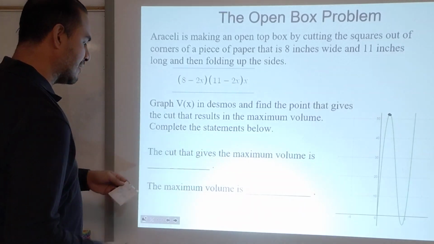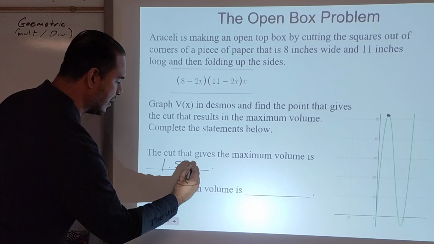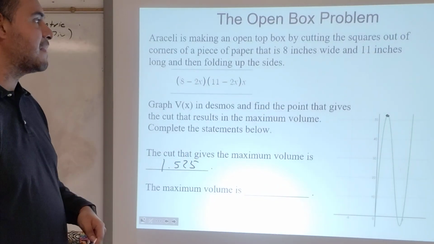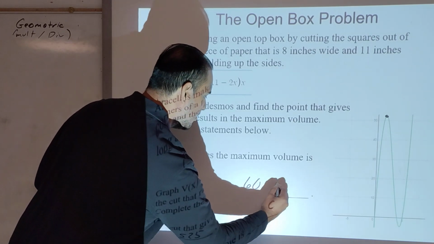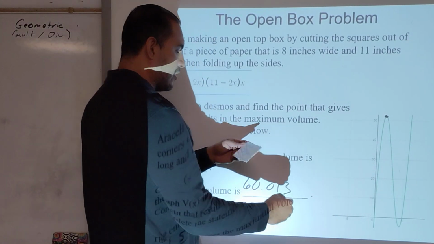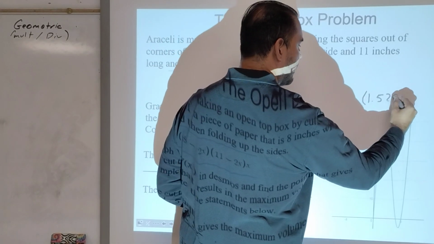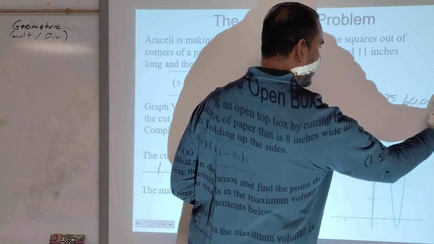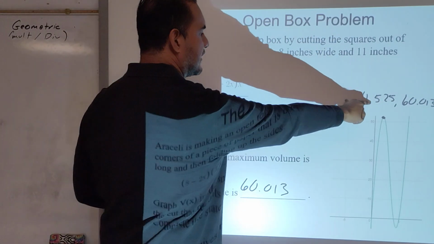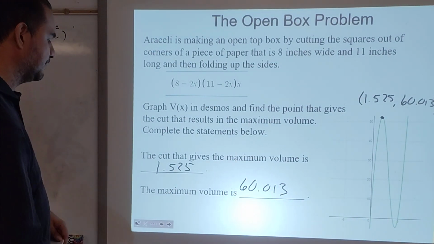The cut that gives us the maximum volume is when x is 1.525 inches. That is the cut that gives us the maximum volume, and the actual maximum volume is 60.013, which corresponds with the points at this relative maximum, 1.525, comma, 60.013. X is the cut that gives us the maximum volume, 60.013.